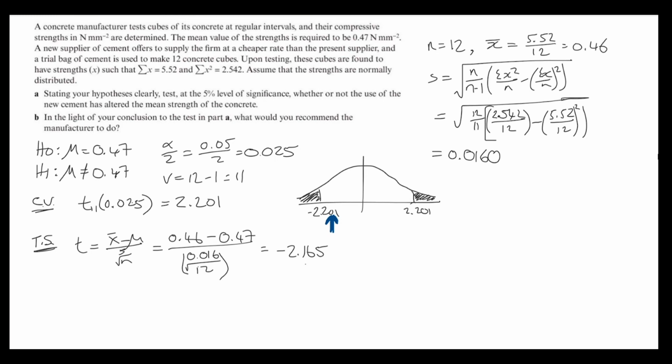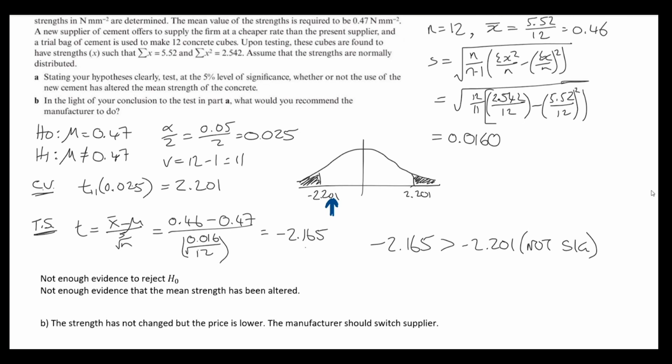Okay, so let's make our numerical comparison. Our value was bigger than the critical value. This is not significant. And as always, we'll end with 2 hypotheses, one mathematical and one in context. So we can say that there is not enough evidence to reject H0. It was not a significant result. And we do not have enough evidence that the mean strength has been altered. Although for this particular sample, it was a little bit lower than what is expected. It's not significantly lower.